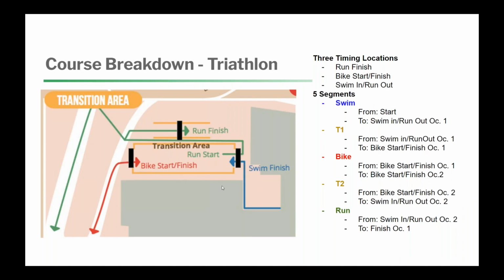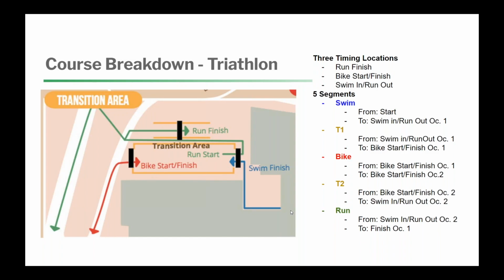Now this is a transition area from one of my events from years and years ago. This was a pool swim. So we had 3 timing locations. We actually had 4, we had another one here in the pool, but for the sake of this example, to keep things a little bit simpler, we had 3, and one loop was set up here, one loop was set up here, and one loop was set at the finish line.